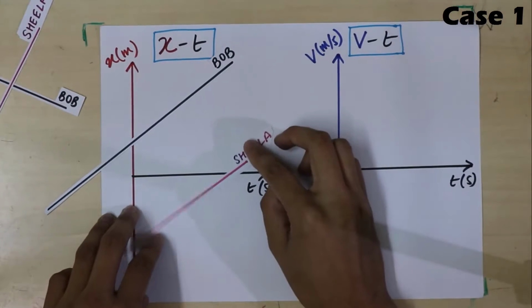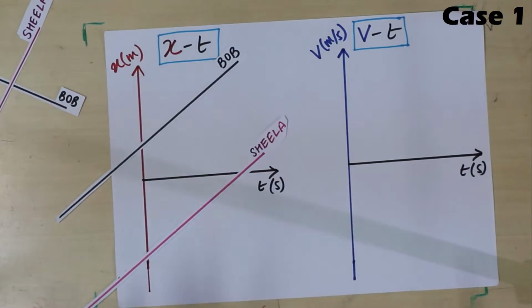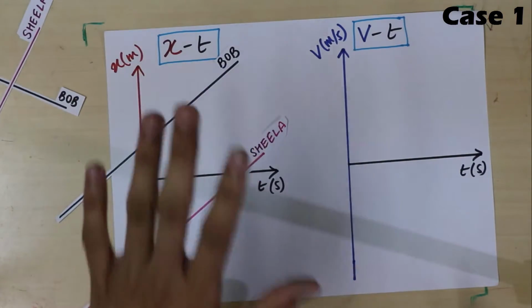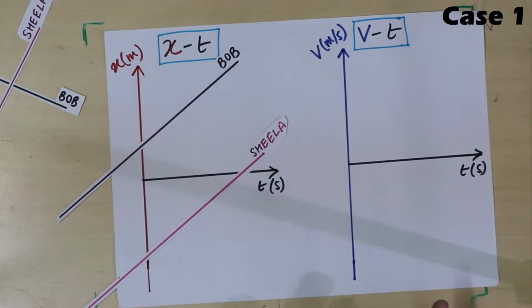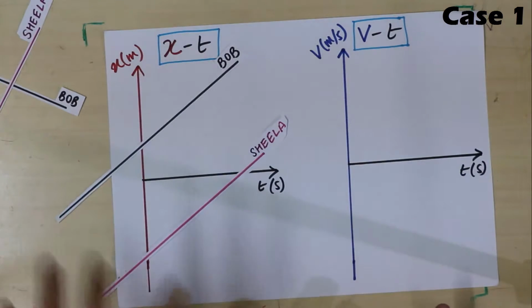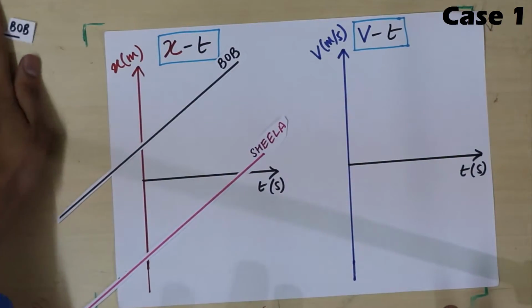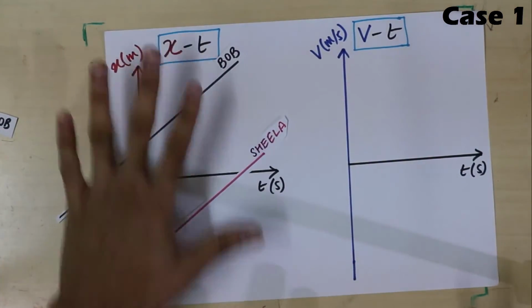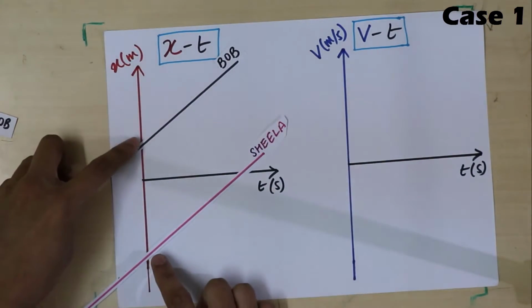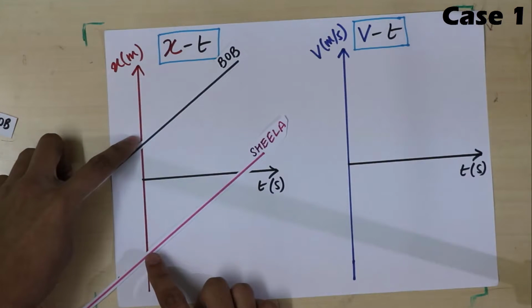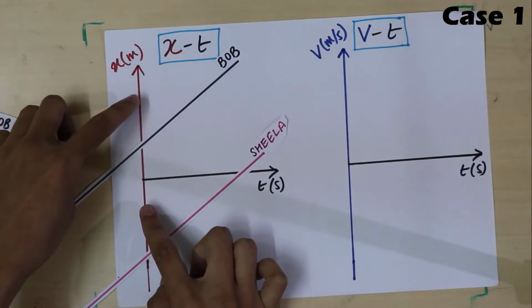In case 1, this is what xt looks like for Bob and Sheila. The first step is to try and understand what this is. If you don't understand what this is, I highly recommend you pause this video right now, go back to our earlier episodes where I discussed the xt graph in great detail, and then come back over here. Please do that, that's important. I'm assuming that you have a clear understanding of what this graph represents. At t equal to 0, Bob is here and Sheila is over here. As time progresses, both are moving along the positive x direction. They're going this way.